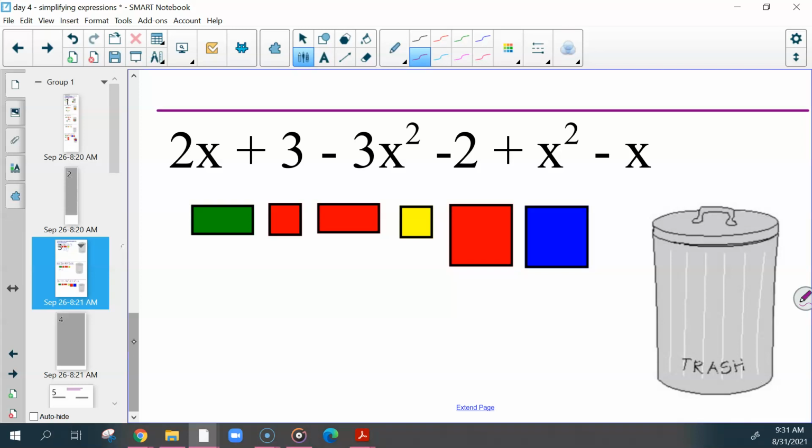So what are like terms in this? 2x and negative x. So this is really 2x minus 1x, which would give us how many x's? Just 1x or just x. What else are like terms? Go ahead, Priscilla.